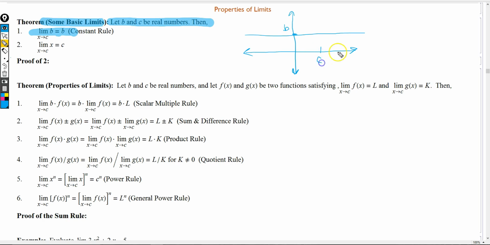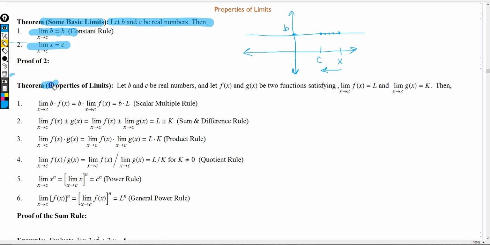If I put c right here on the x-axis and x over here, and I let x slide towards c, you see the f of x values will always equal b. They will never change, right? Every f of x value is b, so as x approaches c, f of x will approach b, because it's always b. Alright. Let's take a look at this one. Limit as x approaches c of x is c. Well, that makes sense. As x gets closer to c, x gets closer to c.